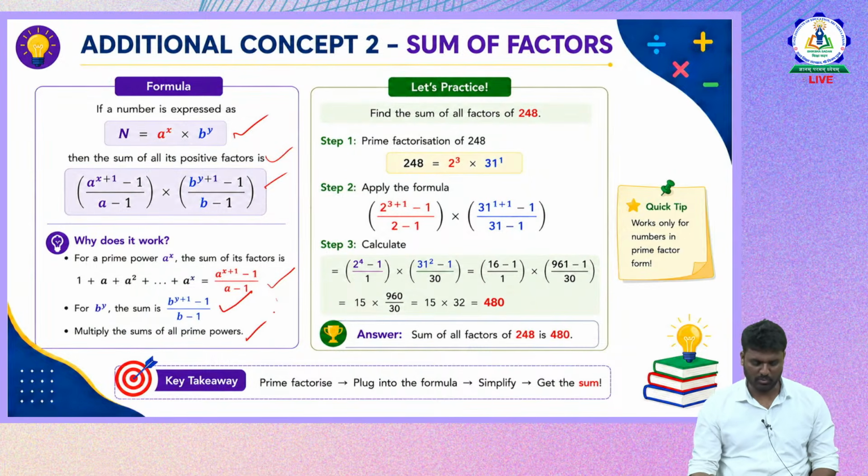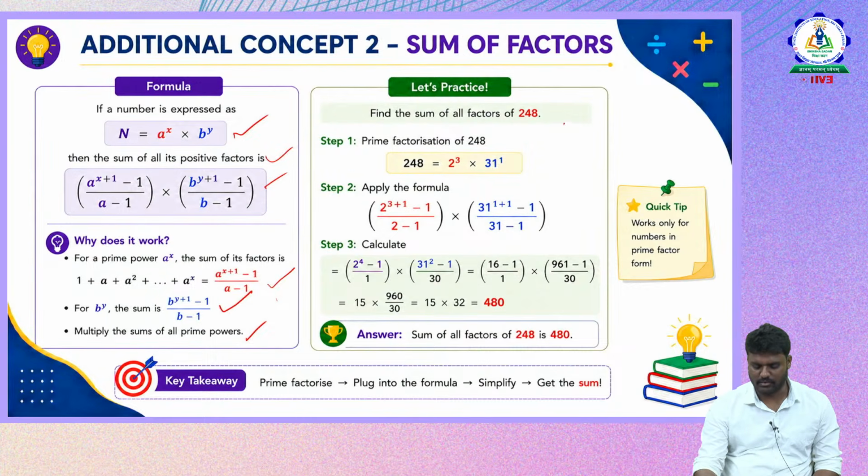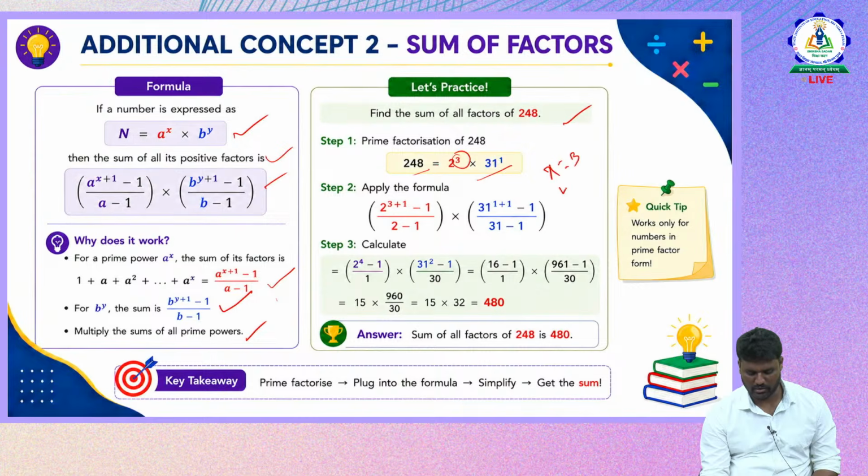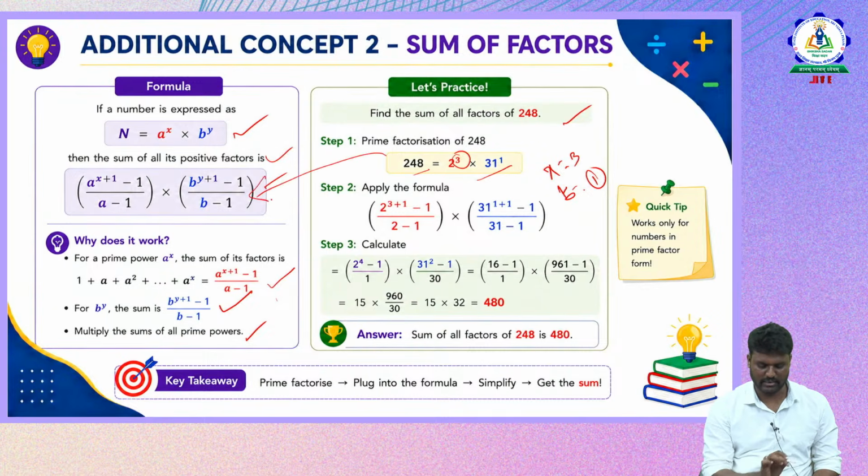So, for example, find the sum of all the factors of 248. This is one question they asked in a previous CTET. Now what are the factors of 248? Again we can use the division method or factorization method, and we can identify that 248 is 2 to the power of 3 times 31 to the power of 1. Let us assume x is equal to 3 and y is equal to 1. We are trying to apply this formula.